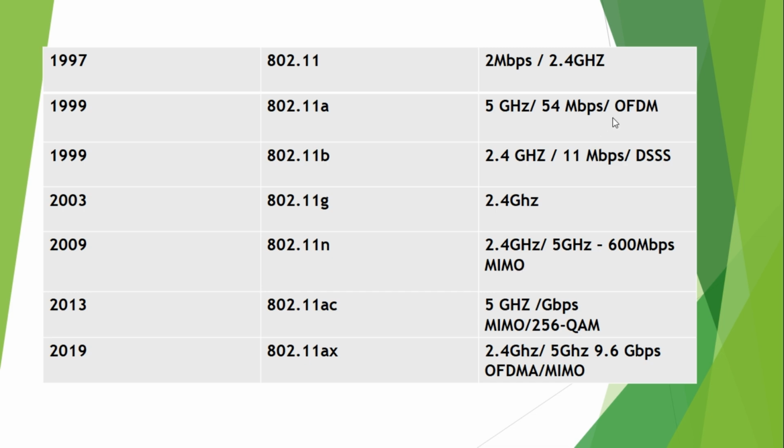Hey, OFDMA, I mean, they were talking about that in 1999. Excuse me, they were talking about OFDM in 1999. Now they're talking about OFDMA in 2019. And it doesn't matter whether it's 802.11 a, b, g, n, ac, ax. For some reason, they keep using 2.4 gigahertz and 5 gigahertz.